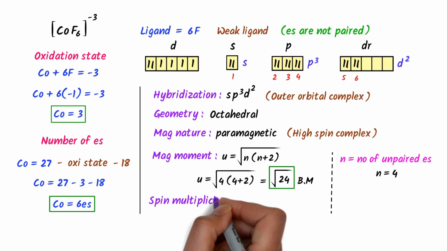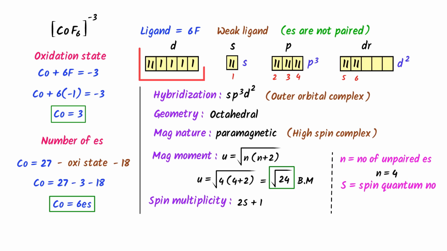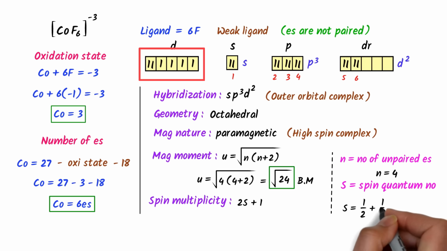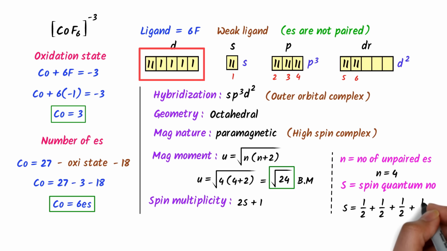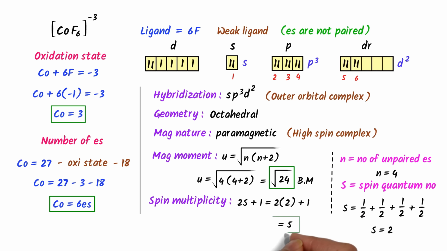Lastly, the spin multiplicity of this compound is 2S plus 1. There are 4 unpaired electrons, so S is equal to 1 by 2 plus 1 by 2 plus 1 by 2 plus 1 by 2, which is equal to 2. I write 2 into 2 plus 1 equals 5. So the spin multiplicity of this compound is 5. Therefore, using this police trick of VBT, we can easily find the different parameters of complex compounds.